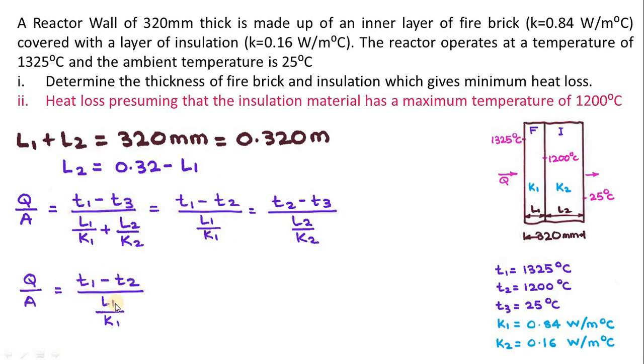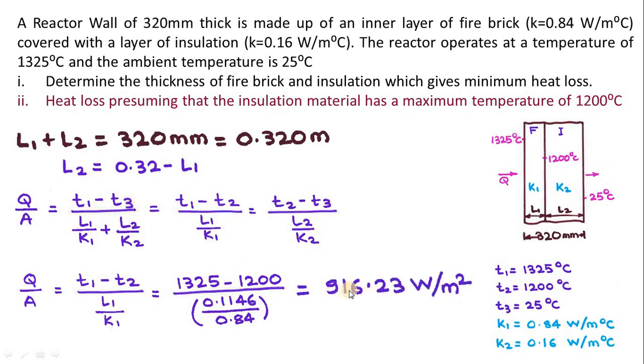So T1 minus T2 divided by L1 upon K. If I put the values, here 1200 I have taken for T2, not the 25, so remember this. It is equal to 916.23 watt per meter square. Remember the unit, because at the left hand side I have taken Q upon A, so the unit will be watt per meter square.